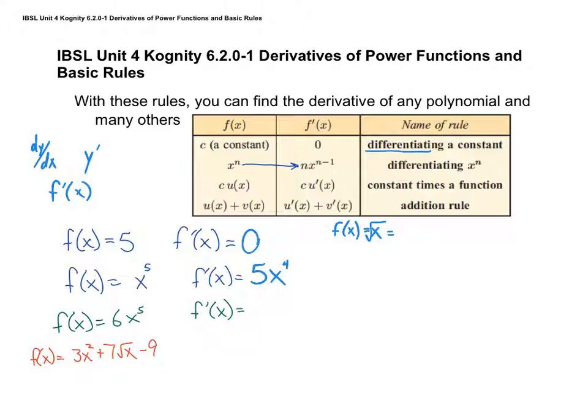Well, how could I write that as x to a power? X to the 1/2. Yeah, very good. So now I have x to a power, and if I want to take the derivative of that, I bring it out in front, 1/2 times x to the, what power would I have now? Negative 1/2. Okay?